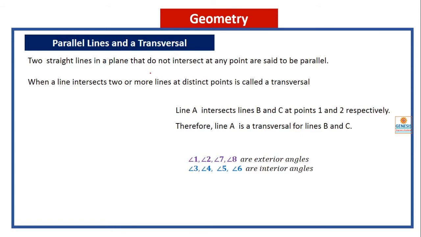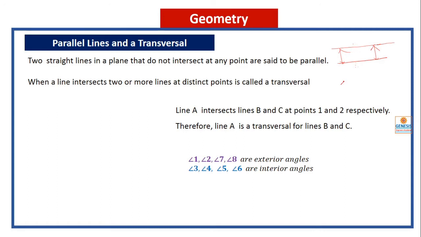Next one is parallel lines and transverse lines. If two straight lines in a plane do not intersect at any point, they are called parallel lines. If the distance between them is constant and the same, then also we can call it a parallel line. If a line is there and another line is there, and the distance between them is maintained as constant, then these two lines are called parallel lines.